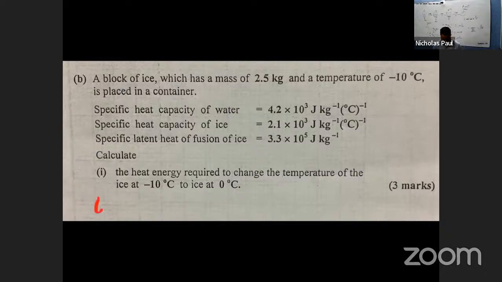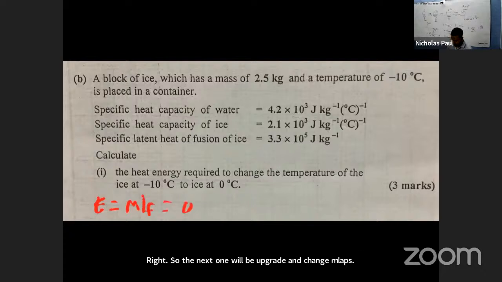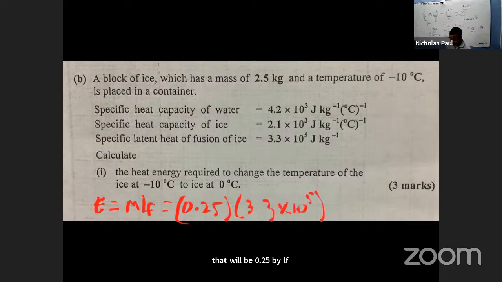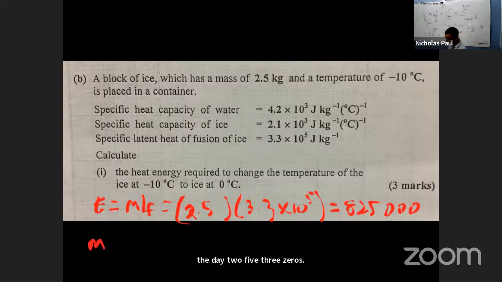Right, so the next one will be a phase change, mLf. So that'll be 0.25 by Lf. Lf is 3.3 by 10 to the 5. How much is that? 0.25 by 3.3. Oh, sorry, I did the wrong thing. 2.5. The last one was 0.25. 825, 3 zeros. Nice.